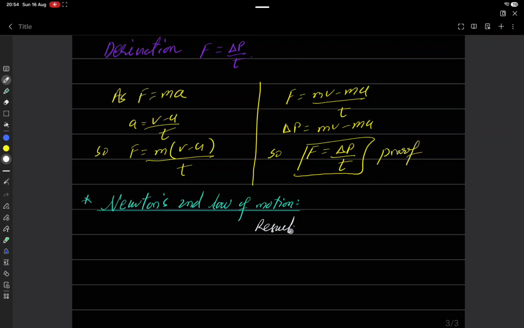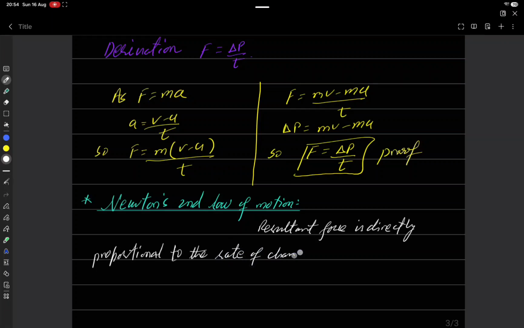Second law of motion: resultant force is directly proportional to the rate of change of momentum.